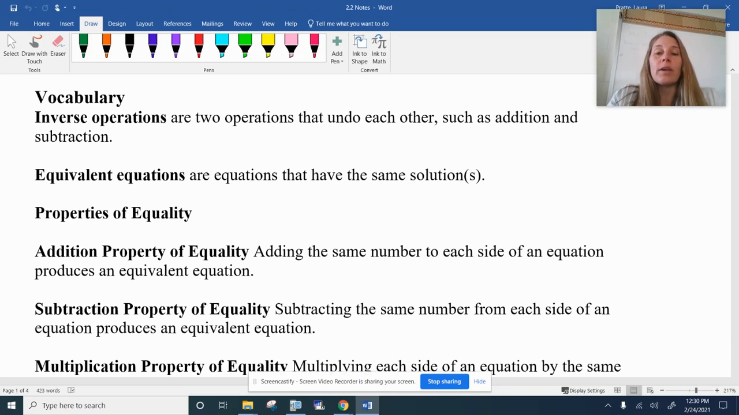Equivalent equations are equations that have the same solution. So whenever we do things to equations, the whole theory that when we do something to one side, we need to do it to the other side, that's in order to keep the equivalent equations.